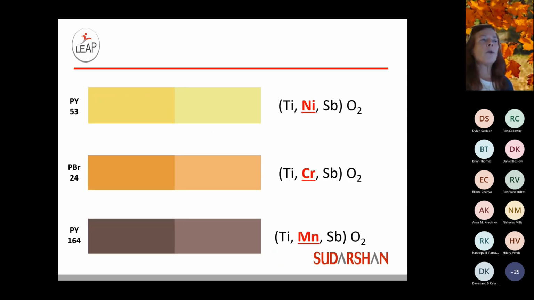So just to go back to the concept of the choice of metal ion for the primary color, I wanted to bring these 3 together because the structures are very similar, as you can see by their formulation. However, I wanted to take note how the color changes going from the nickel with the pigment yellow 53 through with the chromium in the pigment brown 24, all the way through to the manganese with the pigment yellow 164, giving that brown color. So it gives another aspect as to the importance of that primary coloring metal ion.